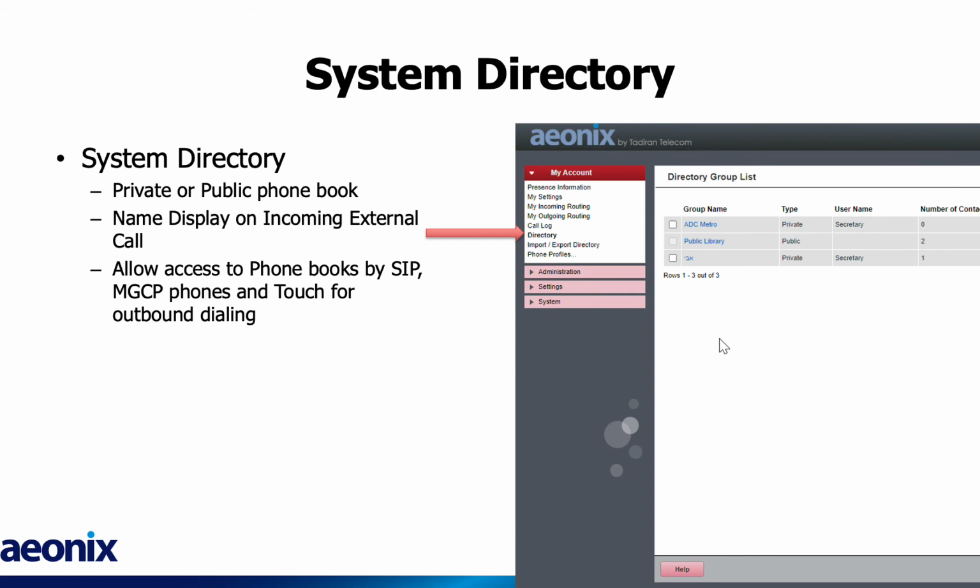Another enhancement in version 6.1 are system directories. System directories in Aeonix allow companies and employees to create either public or private directories that can be searched and used to dial by Aeonix telephones, as well as display names on Aeonix telephones on incoming calls.